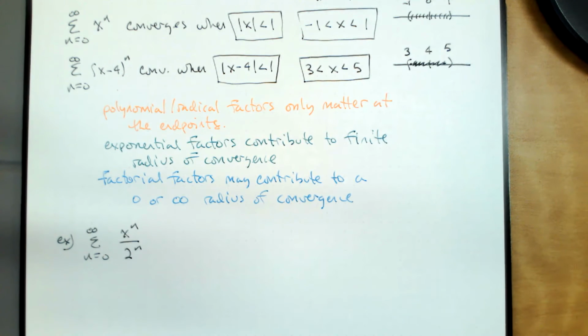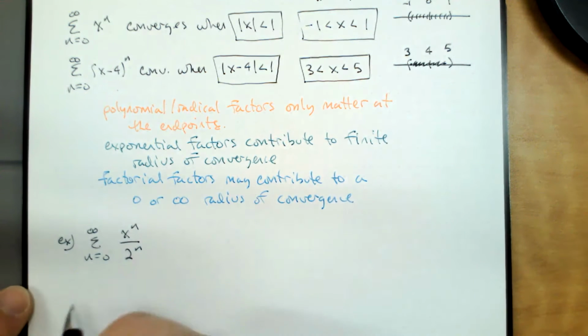The skill we want to develop is to think, what's the limit from the ratio test going to be? In this case, it's going to be the absolute value of x over 2. The ratio test says that that series converges if the limit from the ratio test is less than 1. So if the absolute value of x over 2 is less than 1, that means the absolute value of x needs to be less than 2. The 2 in the denominator changes our radius. We multiplied the radius by 2.